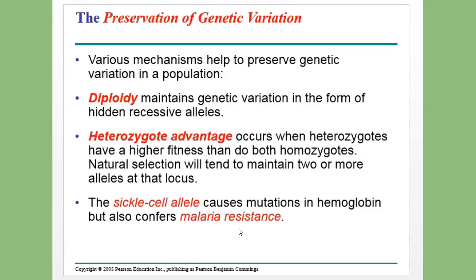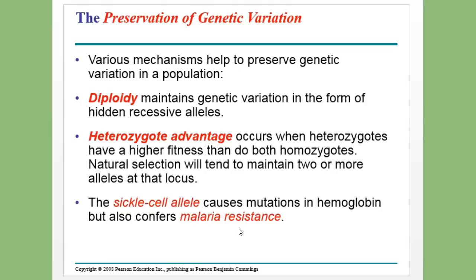Preservation of genetic variation. Various mechanisms help preserve genetic variation in a population. Diploidy maintains genetic variation in the form of hidden recessive alleles. Heterozygote advantage occurs when heterozygotes have a higher fitness than do both homozygotes. Natural selection will tend to maintain two or more alleles at that locus.